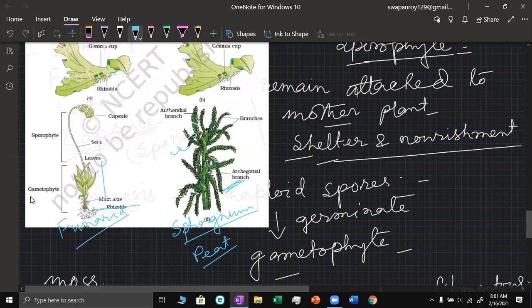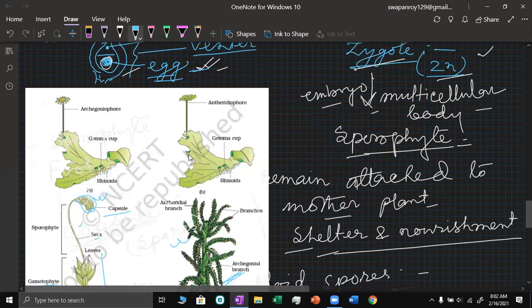This portion, see here, is the gametophyte, which has leaves and a stem-like structure. So this is called the leafy gametophore. The gametophyte is a leafy gametophore and contains rhizoids. This portion is the sporophyte. The fruit is inside the gametophyte. This long stalk-like structure is the seta, and this one is the capsule. The spores are produced within this.